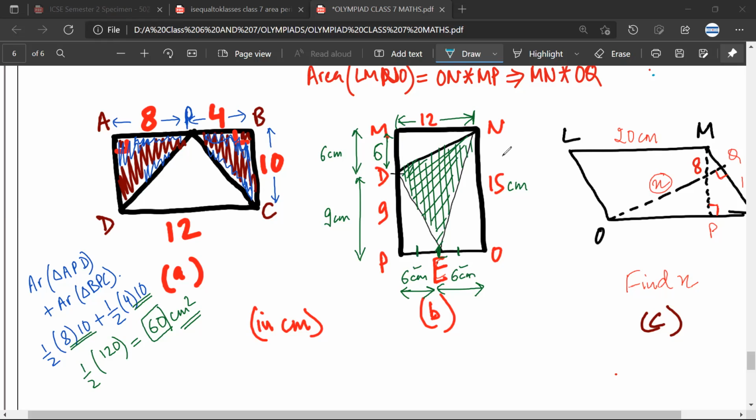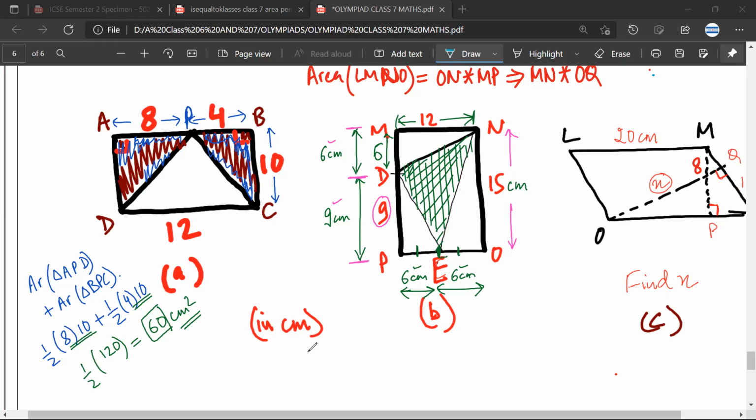Similarly, what we did was that this whole is 15 centimeter. This has been given as 9 centimeter. Now because this is 9 centimeter, 15 minus 9 would be equal to 6, and therefore this would be 6 centimeter. Mr. Sarthak, do we agree?